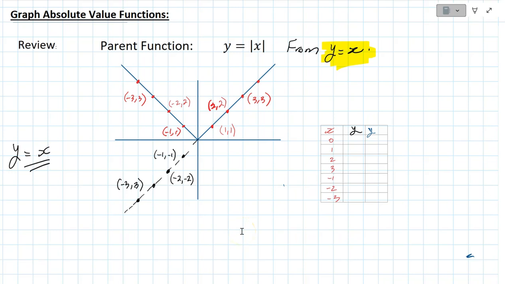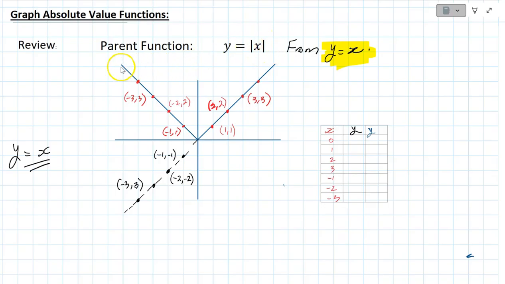All right, as I promised, here is a lesson on graphing absolute value functions. We're going to go through specific examples, but before that, we're going to do a review. So this is the review part. Parent function, we are looking at y equal to absolute value of x.